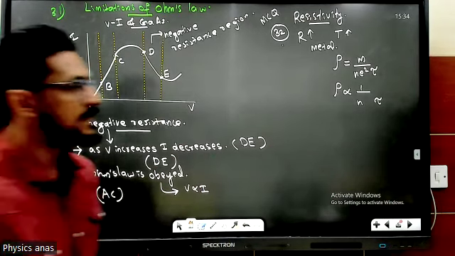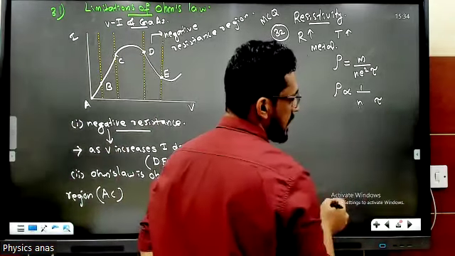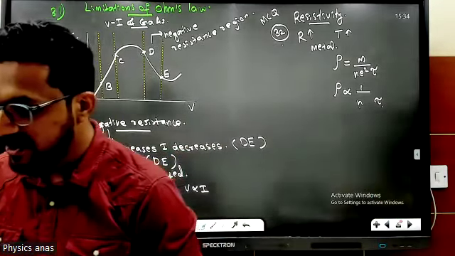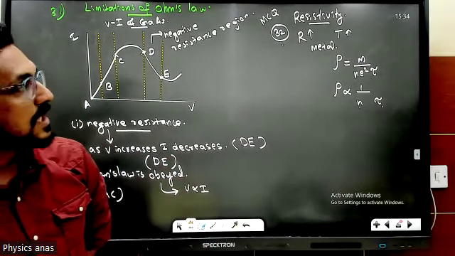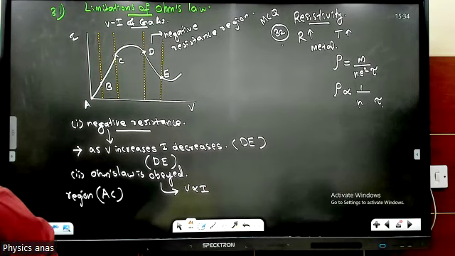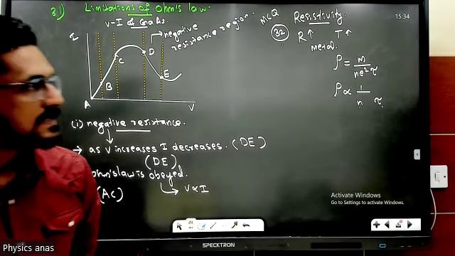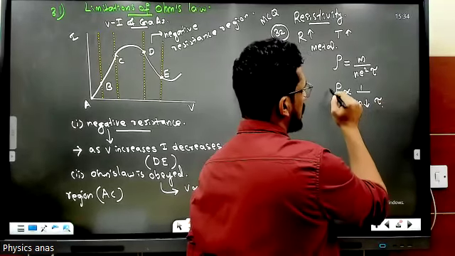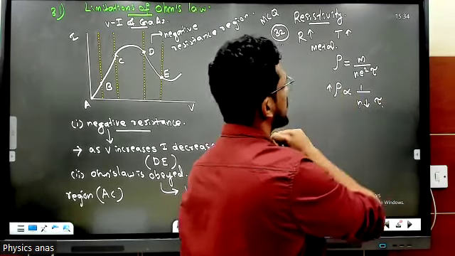We know that. What is n? N is number density. What is tau? Tau is relaxation time. Then just look at it and answer me, which is the correct answer. Decrease in free electron density. If free electron density decreases, what will happen? This will increase, resistance increases.